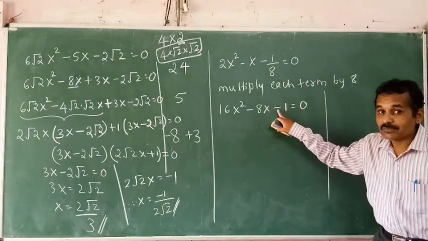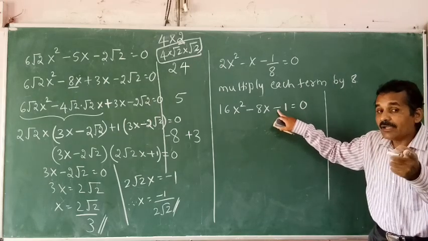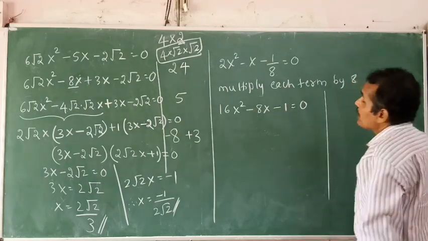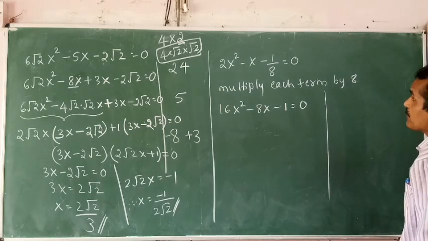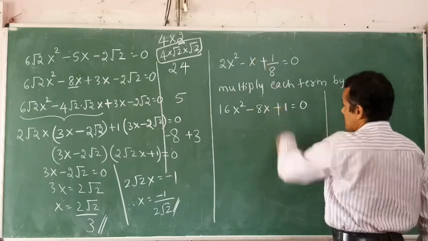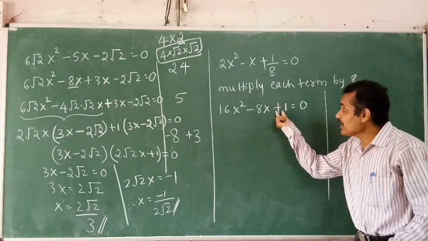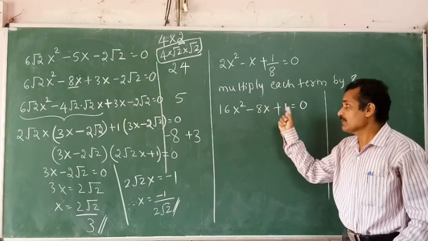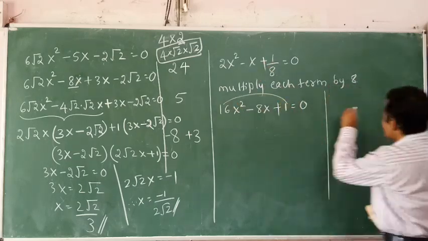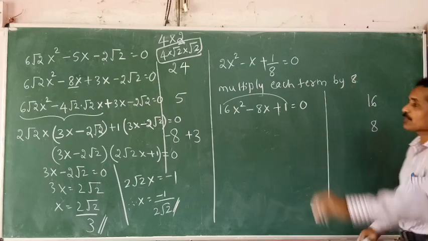See, last sign is negative. That means the middle term should be subtracted, and on subtracting we should get 8. On subtracting, I think I have given the sign wrong. It should be plus. That means on adding you should get 8. This is not minus, it must be plus. Okay, on multiplying you should get 16, and on adding you should get 8.